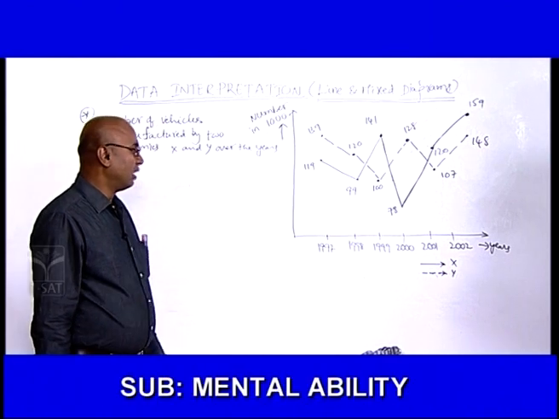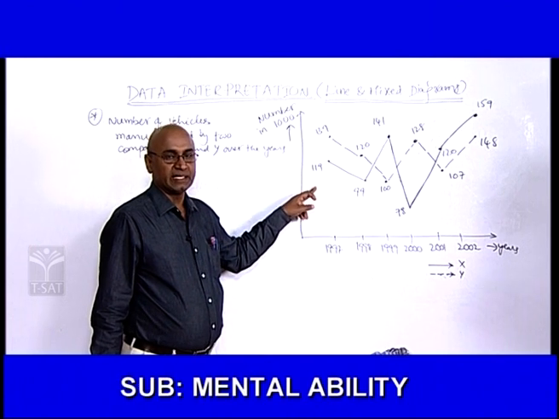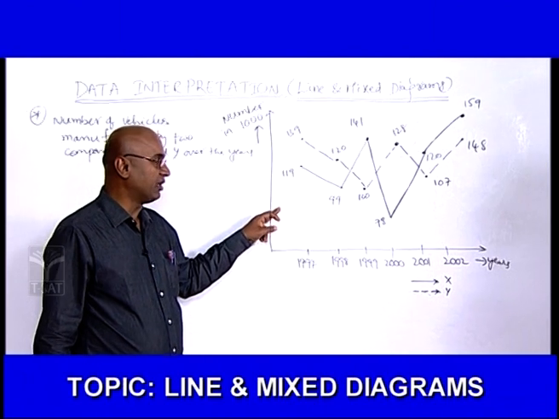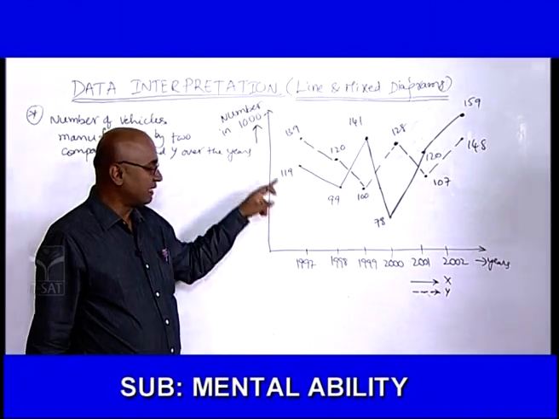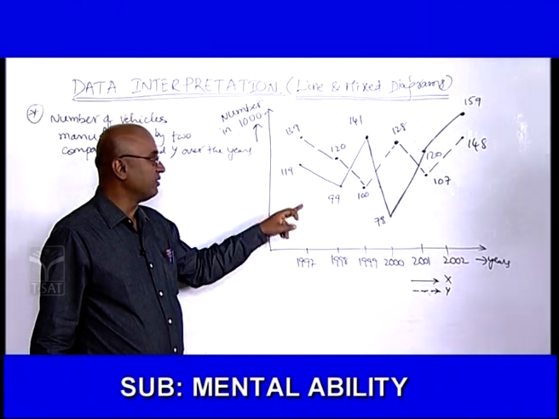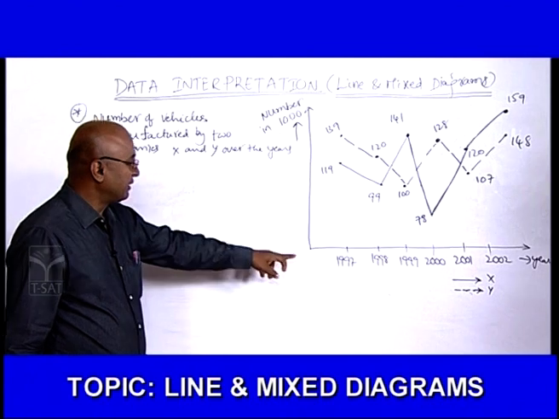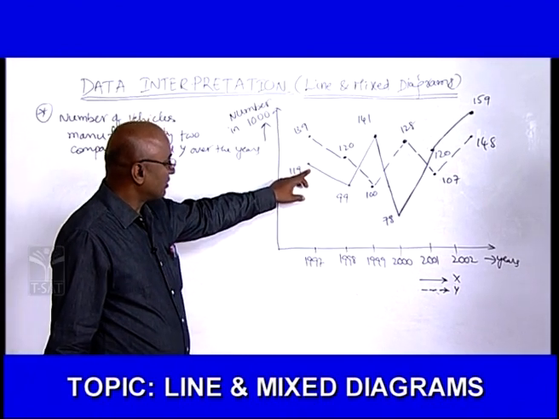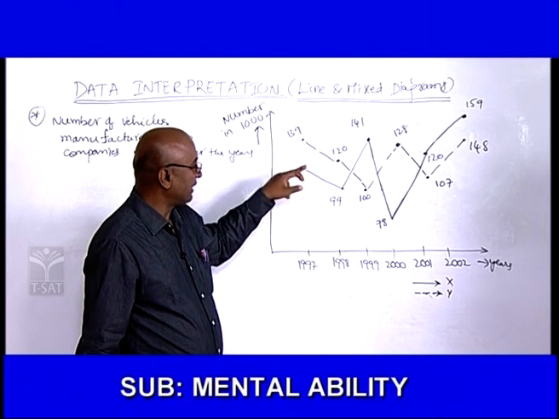Here, two companies X and Y productions are given in the line diagram. The number of vehicles manufactured by the two companies X and Y in each year is given through a line diagram. In the year 1997, the production of X, this is the company X, the straight line shown, not with the dotted lines.